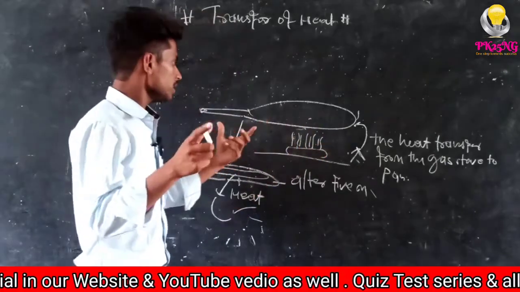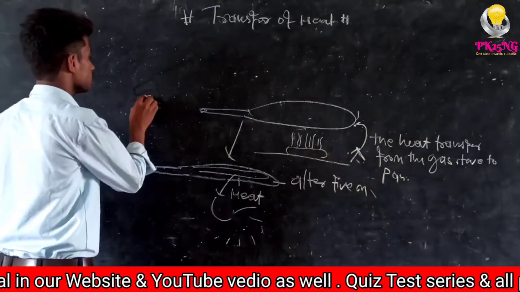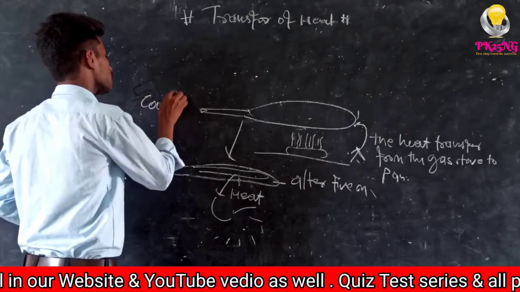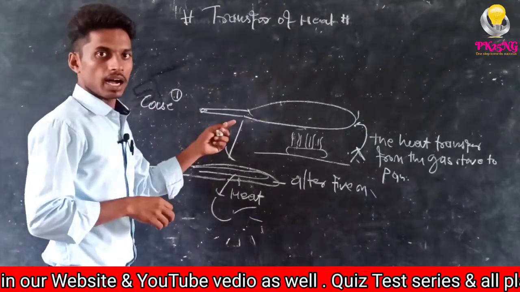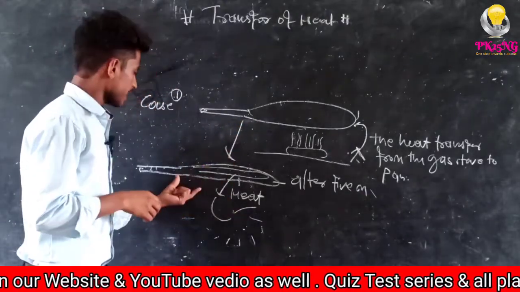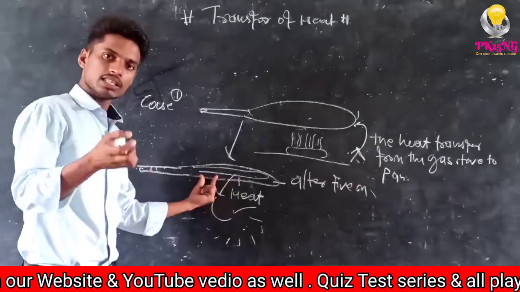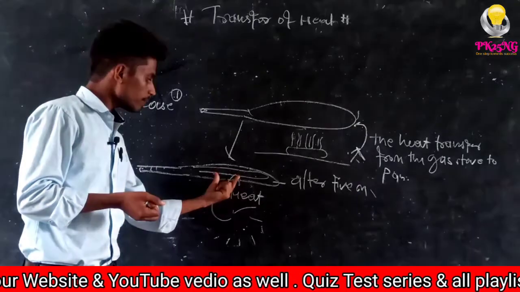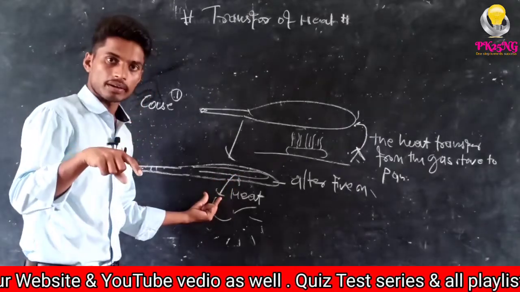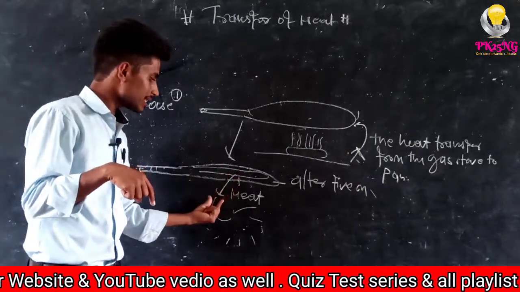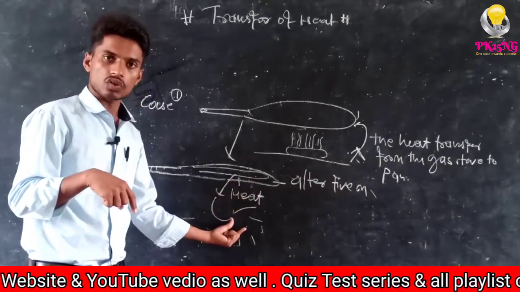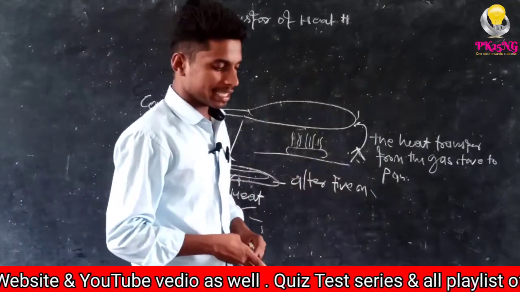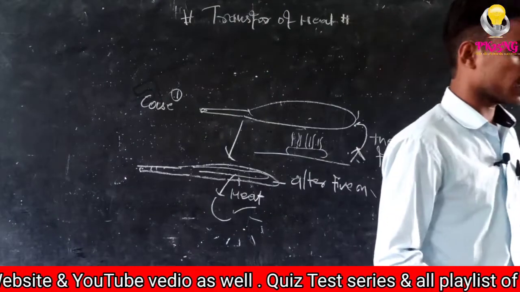In this case, this is the first case. The second case, beta, is that the heat is stored in the pan. After some time the hotter pan becomes cooler. Why? Because the heat is transferred from the pan to the surrounding. Okay, take a second example for the understanding of transfer of heat.